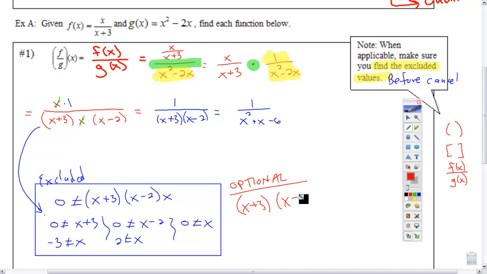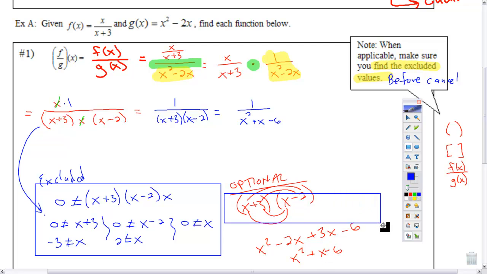Using the FOIL or box method. Multiply x times x and I get x squared. I multiply x times negative 2 and I get negative 2x. 3 times x is 3x. 3 times subtract 2 is subtract 6. Combine like terms and I get this. This, once again, is all optional.